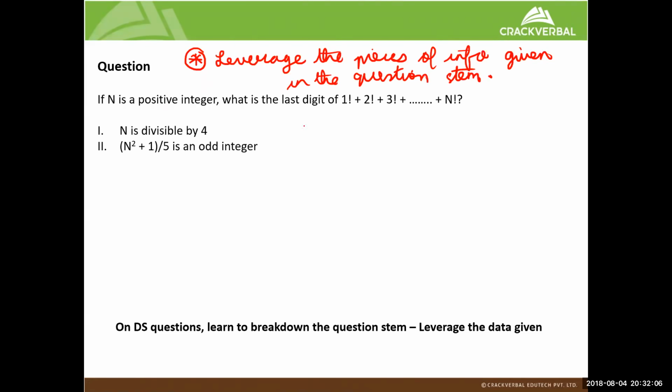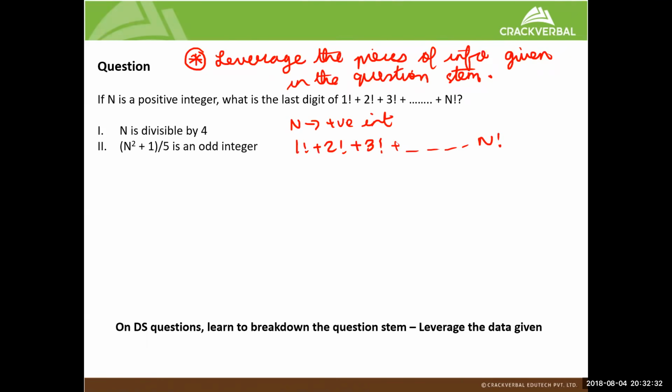If n is a positive integer, n is positive, what is the last digit of 1 factorial plus 2 factorial plus 3 factorial till n factorial? Right? Now, looking at this question, the first thing that you'll try to figure out is what exactly this question is testing me on, and what exactly is the catch in this question?